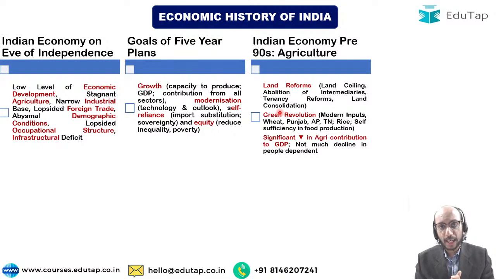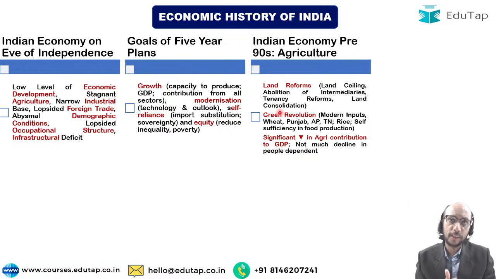How successful were land reforms? Were they very successful? Not really. Abolition of intermediaries was a very successful measure, because zamindars across the length and breadth of the country were despised, they were hated, right? So abolition of intermediaries went across well, but other land reforms were not implemented in a very good manner.